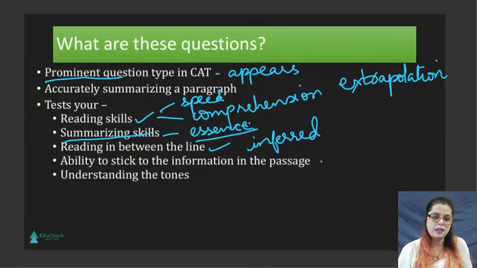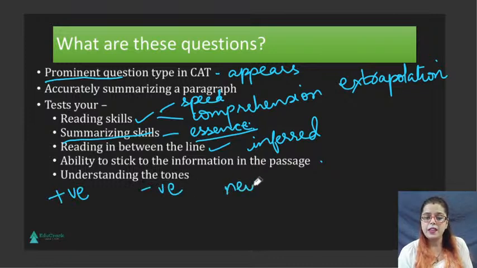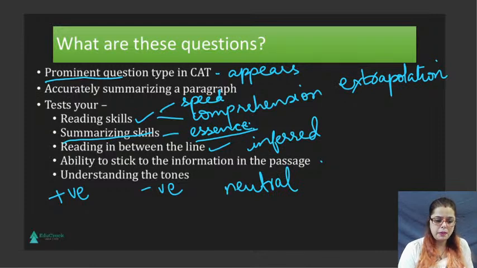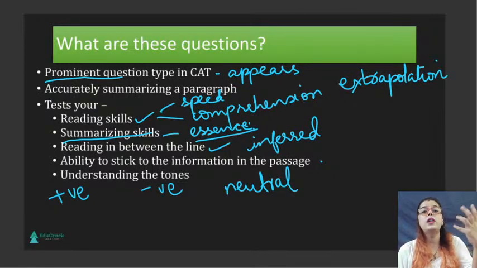What are tones of the passage? Now, effectively, there are three tones. There is a positive tone, there is a negative tone, and then there is a neutral tone, right? So positive tone basically means that whatever the author is saying, it is in a positive light. He's in a positive frame of mind. He'll be using good adjectives. He'll be using adjectives that bring out the positive in the information that is given to you.